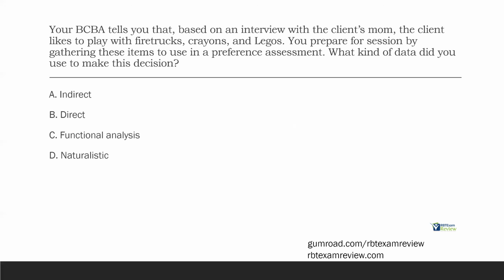Well, direct is when we observe the client and we watch their behavior and we take data on their behavior. Are we observing the client in the scenario? No, we're interviewing the client's mom. So any sort of interview, checklist, survey, anytime we're not directly observing the client, what data are we taking? We are taking indirect data. So we're using indirect interview data to make this decision.